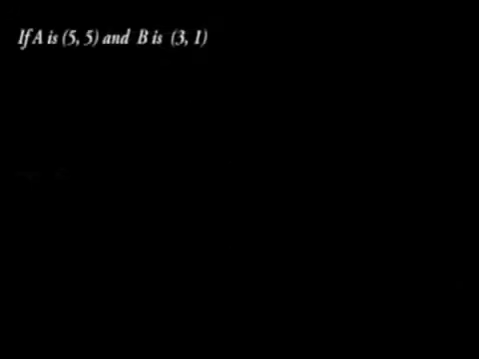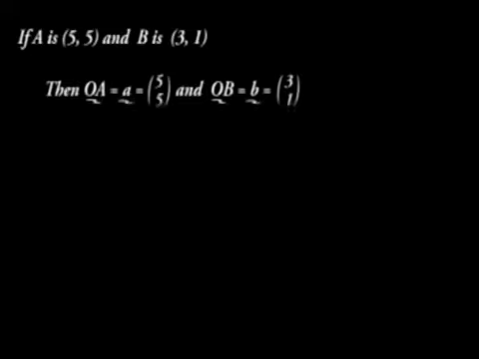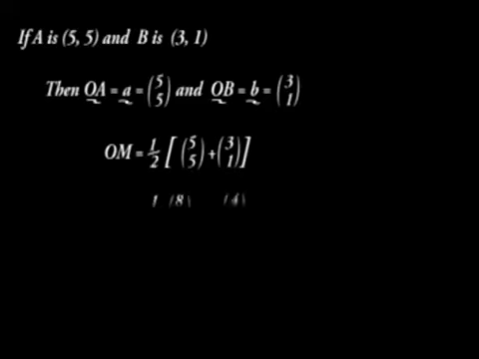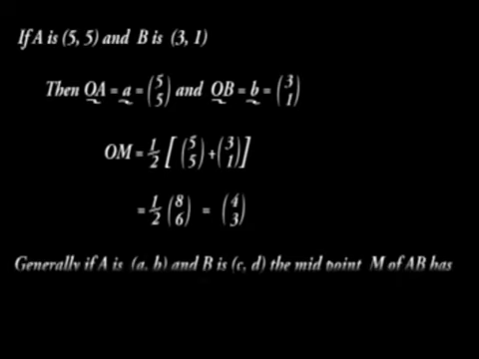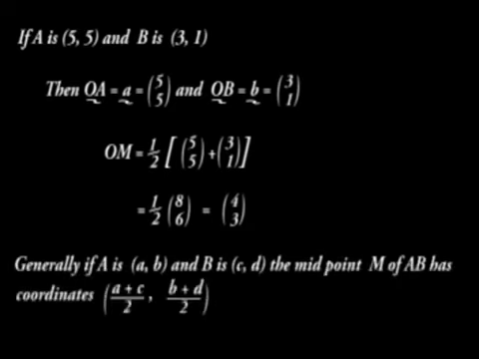If A is (5, 5) and B is (3, 1), then OA is equal to A and is given by (5, 5), and OB is equal to B and is given by (3, 1). OM is a half into (5, 5) plus (3, 1), giving us (4, 3). Generally, if A is (a, b) and B is (c, d), the midpoint M of AB has the coordinates ((a plus c) over 2, (b plus d) over 2).